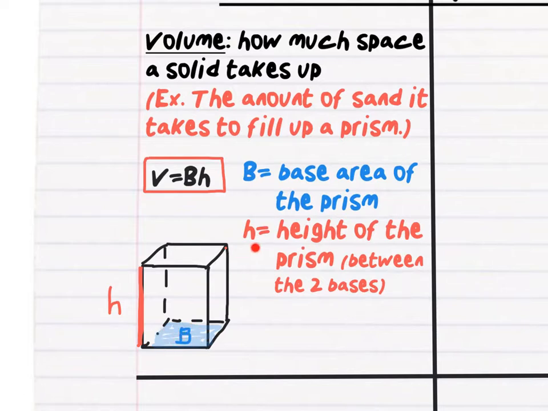Now the H stands for the height of the prism, and the height of the prism is the distance between the two bases. So right here in red, I've highlighted this length here. That's going to be the height of this prism.